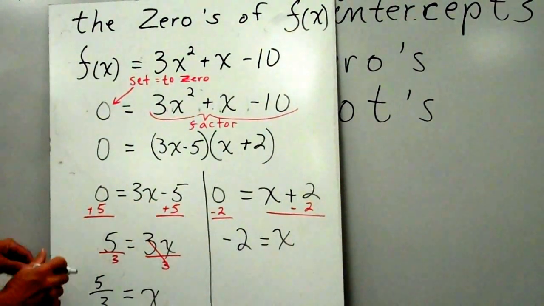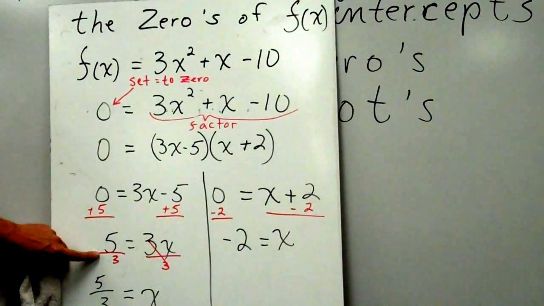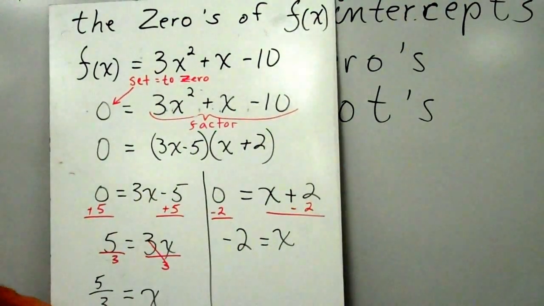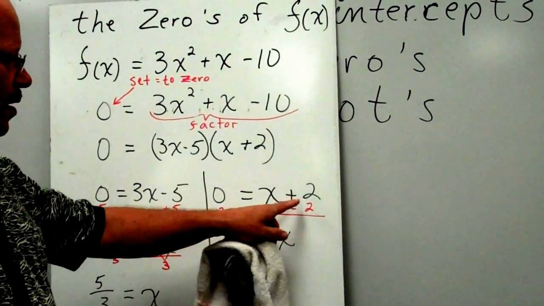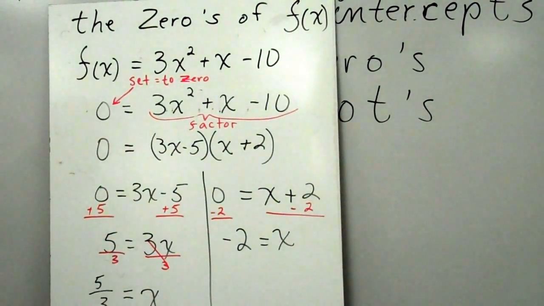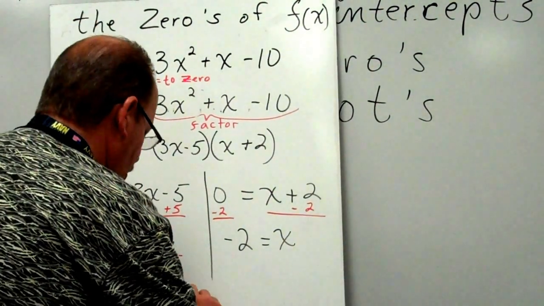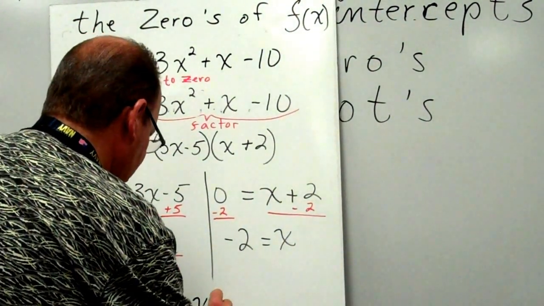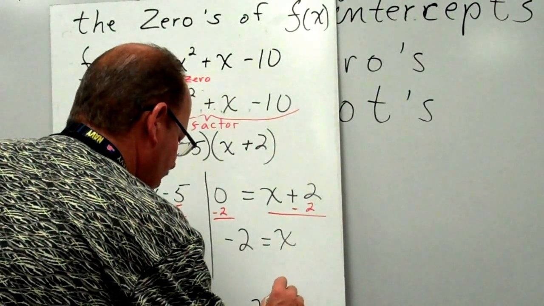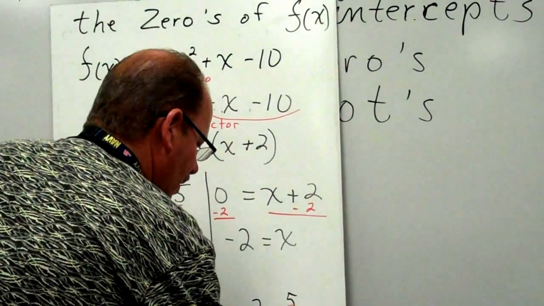So add 5 to both sides. Divide both sides by 3. We find that x equals 5/3. Over here, subtract 2 from both sides. We find that x equals -2. And so the zeros of this are x equals -2 and x equals 5/3.